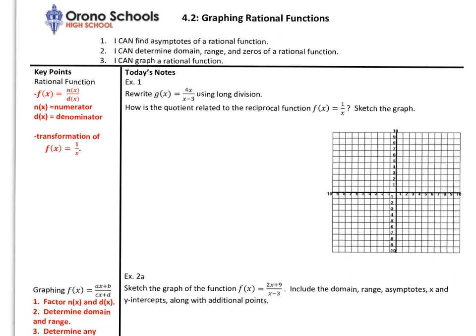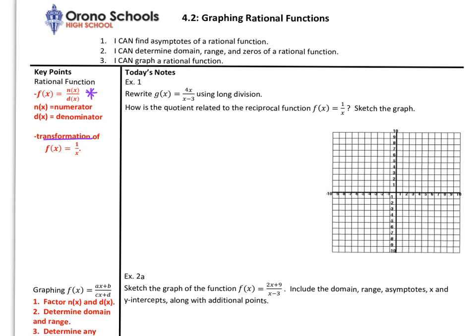Lesson 4.2 has us expanding our horizons, graphing rational functions. A rational function is a function of the form f of x equals n of x divided by d of x, where the top part of the fraction just means the numerator, the bottom part is the denominator. In lesson 4.1, we talked about the parent function being a reciprocal function. Now we're just going to focus on utilizing that numerator and denominator to create a transformation of the parent function.